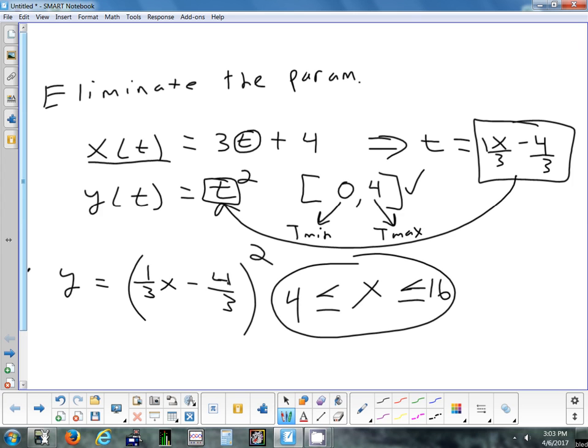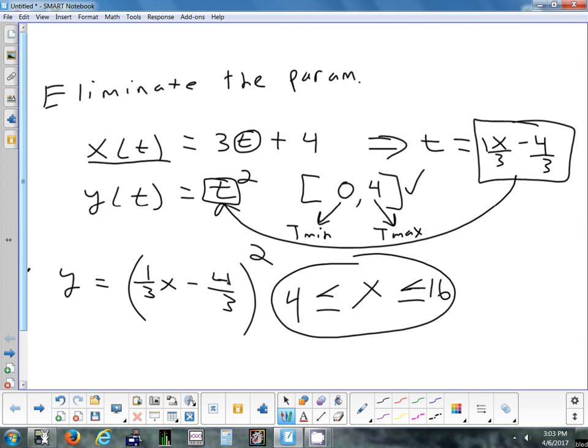And now when you graph this, you can only pick numbers for x between 4 and 16. You can't plug in 0 for x. If there wasn't the restriction, you could. But our original problem had a restriction, so does the final answer. There's going to be a couple problems where you need to eliminate the parameter and possibly tell me the restriction after you do that.